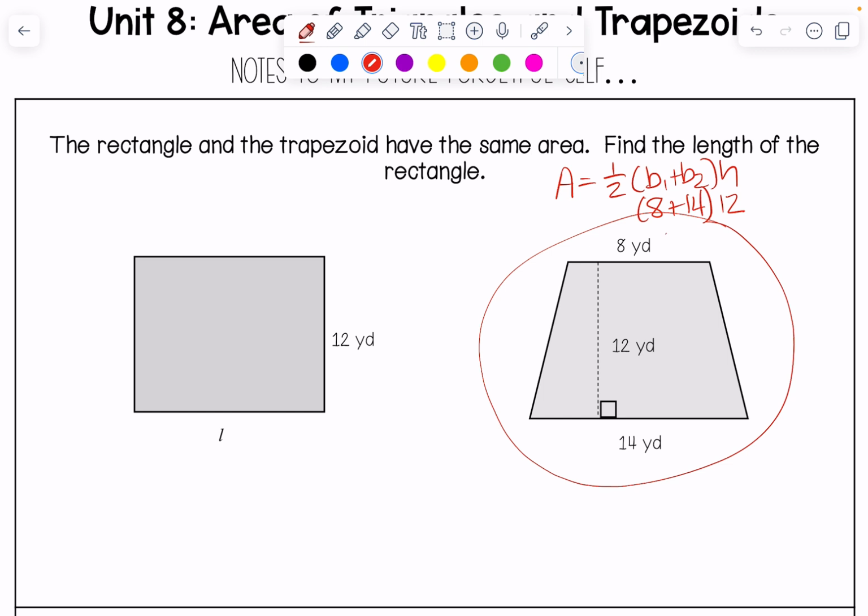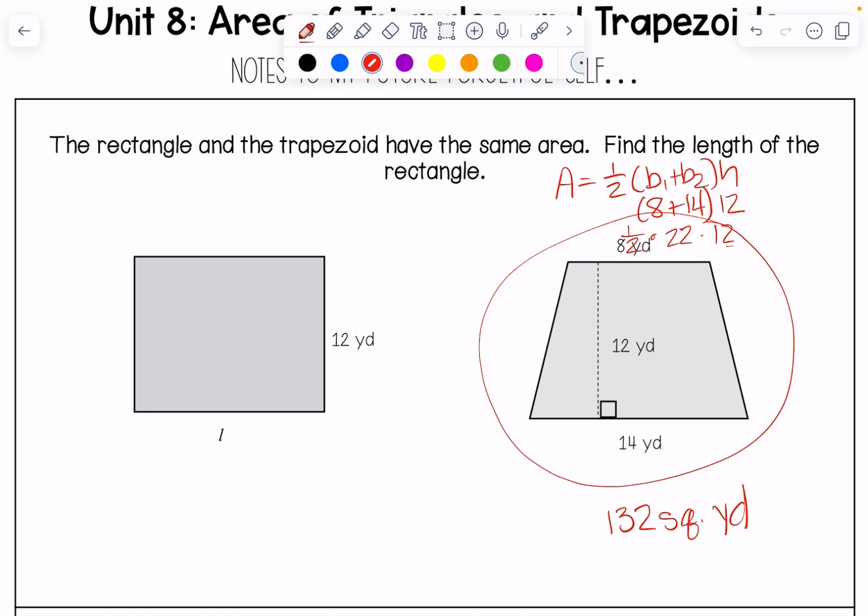So if I add 8 plus 14, I get 22. This would be a good example where I could multiply in any order. So I could take half of 22 to get 11, and then multiply 11 times 12 to get 132 square yards. Or you could do half of 12 to get 6 and multiply 6 times 22. Or you could just multiply the 22 times 12 and then take half of that answer. Either way, the area of that trapezoid is 132.